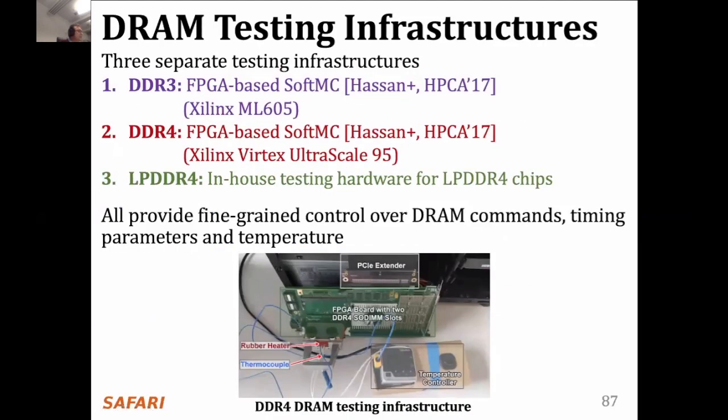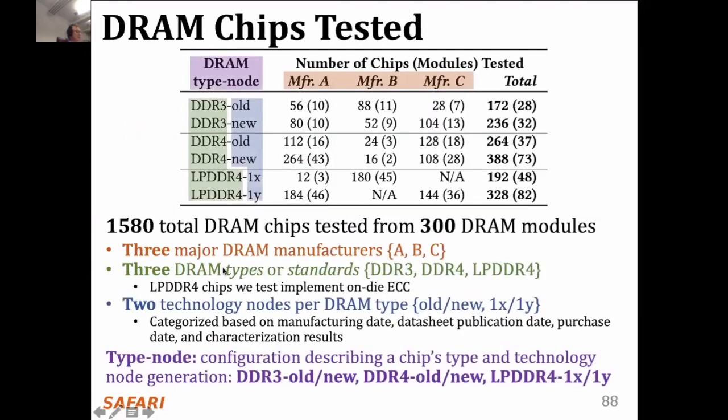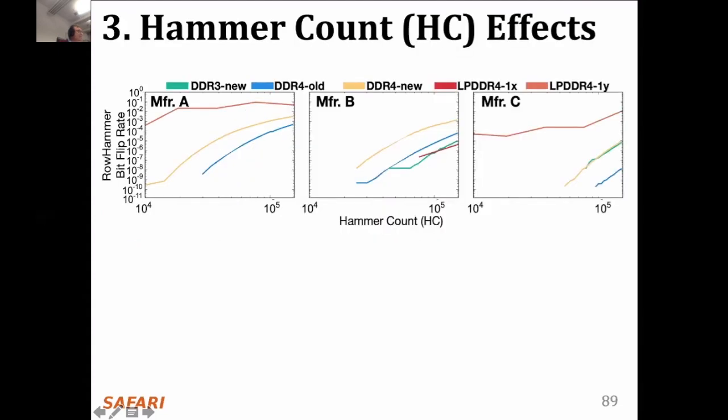I'm not going to go into the details, but we basically built three different infrastructures, DDR3, DDR4, LPDDR4. They're all FPGA based, or in some other ways SoC based. And we were able to study 1,500 plus chips. I'm not going to go into detail. You can see the different types of generations and different nodes over here. Essentially, this is a scaling study to understand how RowHammer is scaling, and this is one result.